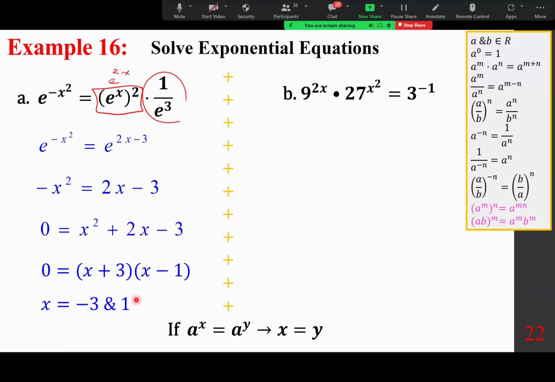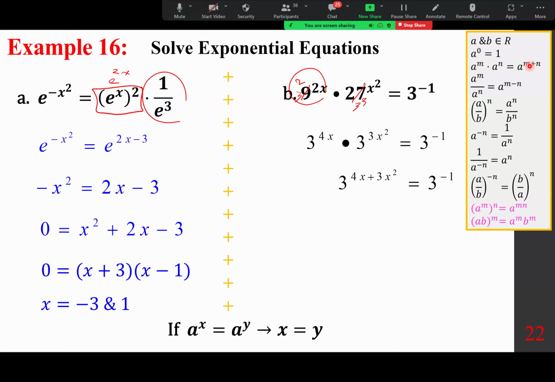For a case like this, where we have different bases, the question is, can we come up with the same base? We can change this to 3 squared. So this becomes 3 to the power 4x. This becomes 3 cubed, 3 to the power of 3x squared. So now they all have the same base. On the left side, we can combine this and we get 3 to the power of 4x plus 3x squared using the product rule.